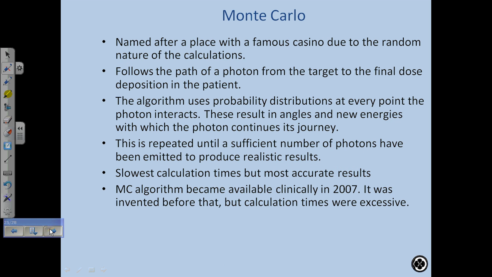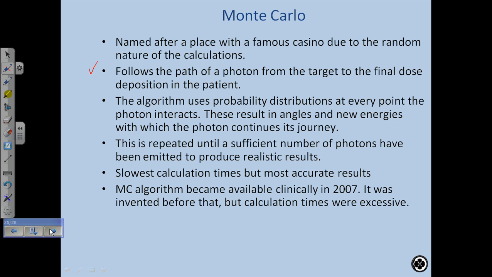Okay, Monte Carlo, named after a place with a famous casino due to the random nature of the calculation. That's where the name Monte Carlo comes from, because it's random, like a casino is. Okay. So what does Monte Carlo do? It follows the path of a photon from the target to the final dose deposition in the patient. So it looks at every possible interaction. It looks at the probabilities of each interaction. The algorithm uses probability distributions at every point it interacts. These result in angles and new energies with which the photon continues its journey. This is repeated until a sufficient number of photons have been emitted to produce realistic results.